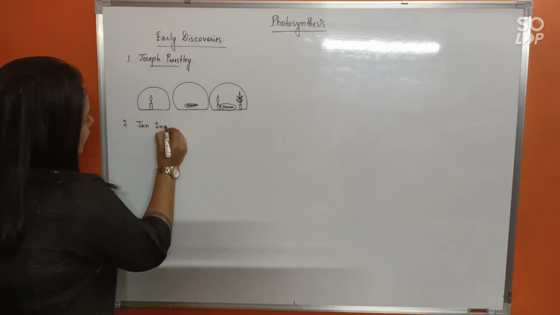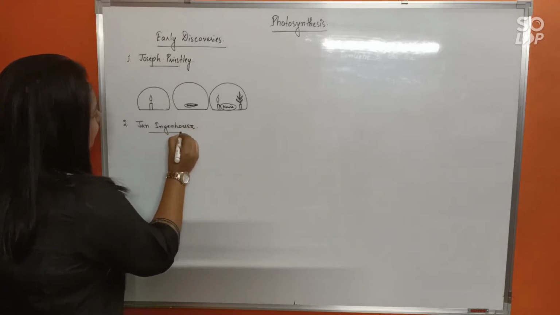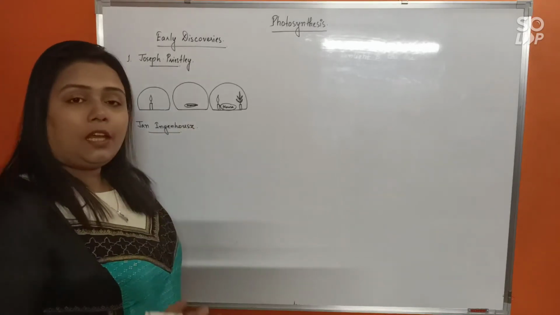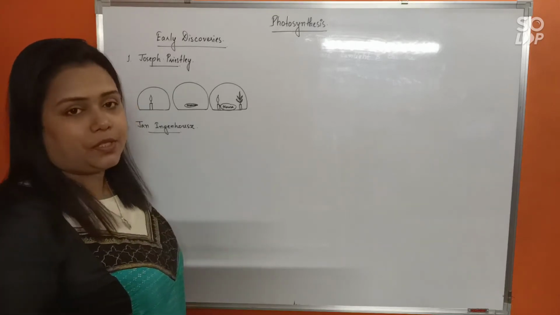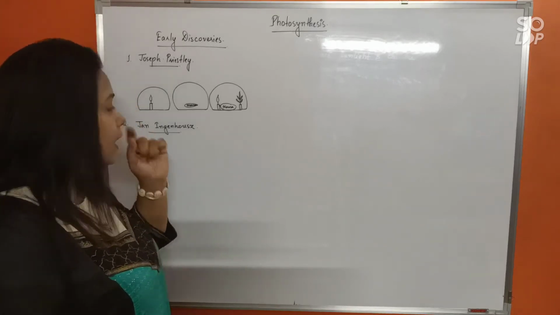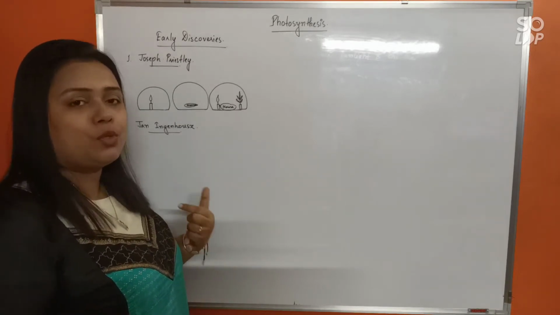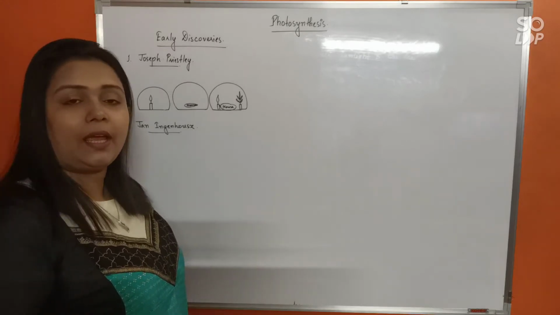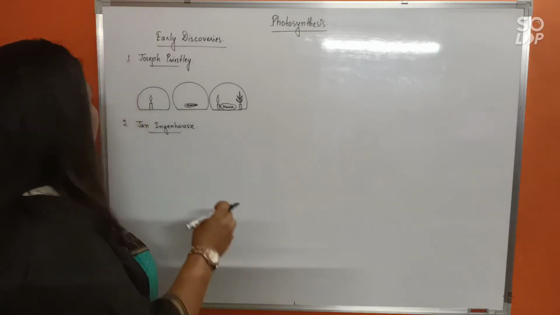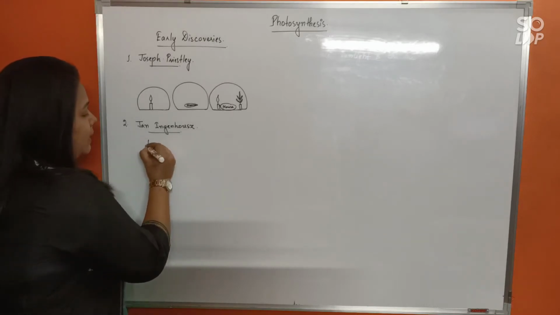Now, the next important discovery was made by Jan Ingenhousz. He further reconfirmed what was being suggested by Joseph Priestley. He simply extended whatever was said by Joseph Priestley. So what he did is that Jan Ingenhousz experimented with the aquatic plant Hydrilla.